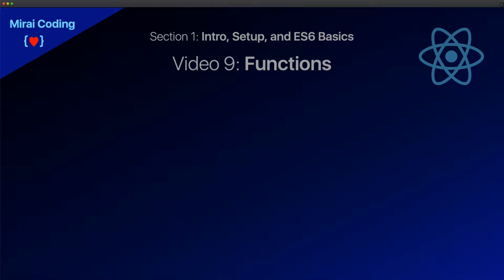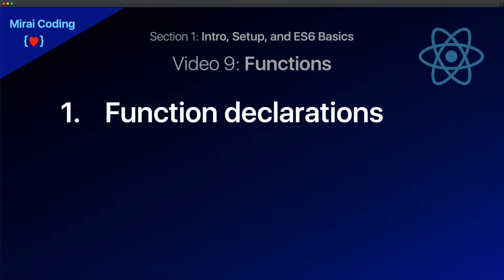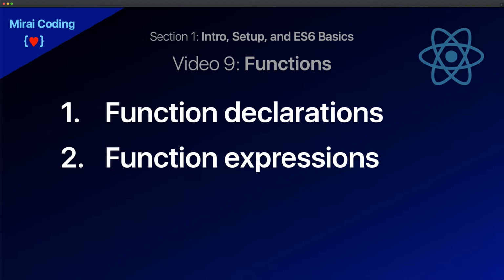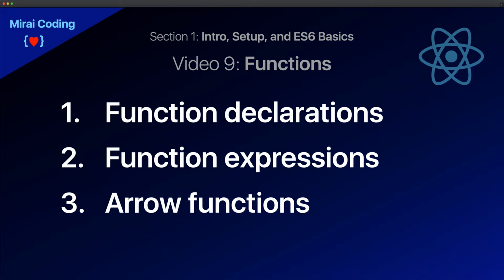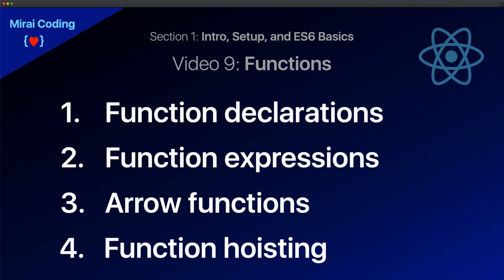Section 1. Video 9. Functions. 1. We will describe function declarations. 2. We will explain anonymous functions, which are function expressions, and how they differ from function declarations. 3. In JavaScript ES6, arrow functions were introduced, and we will explain their syntax and how they differ. 4. These different types of functions have different hoisting rules, which we will demonstrate.